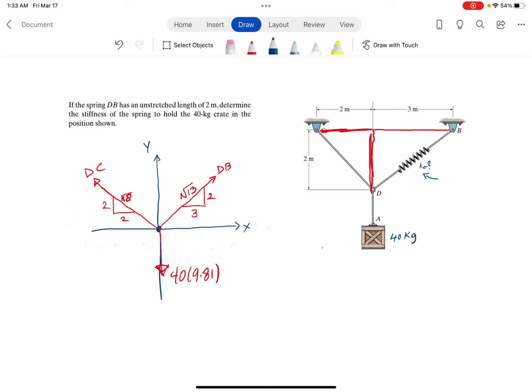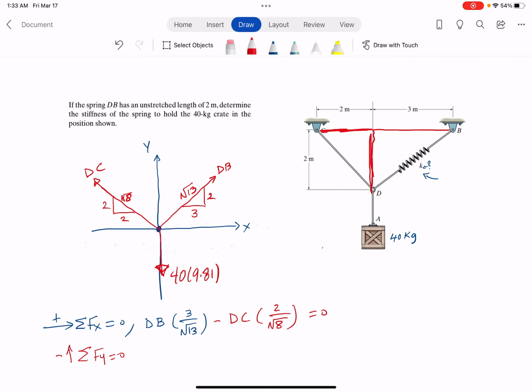So now we could formulate our two equations for the two unknowns. Okay, so summation of forces in x equal to 0, and we're going to assume this is positive. DB 3 over square root of 13 minus DC 2 over square root of 8 equal to 0. And that's summation of forces in x. Now summation of forces in y equal to 0. This is our assumption, positive.